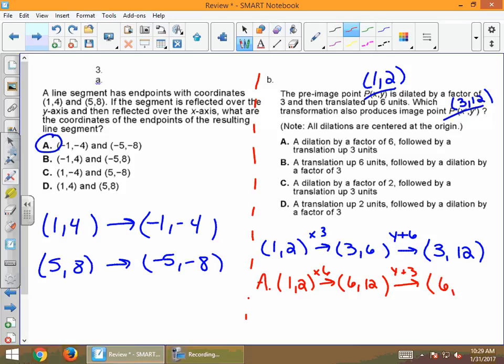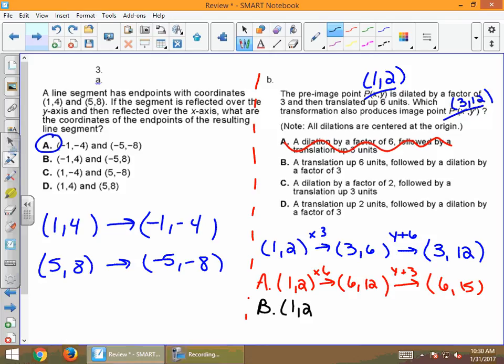Can we already cross out A? Yeah, it's not matching. We have a 6 for our x value, we want a 3. And when we add 3 to 12, we get 15. That point doesn't match, so that's not going to give us the same thing. Okay, well, let's try B.